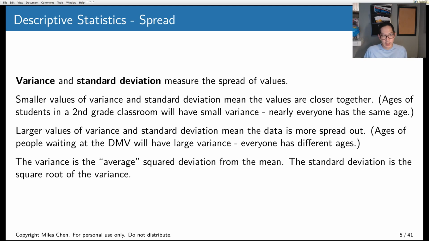We have variance and standard deviation. These are summary values that measure the spread of the values. Smaller values of variance and standard deviation mean that the values are closer together. Larger values mean that the values in your data are more spread out. An example I like to use is the ages of students in a second grade classroom. Pretty much everybody has the same age. They're all 7 years old or 8 years old. And therefore, the variance is very small, just because almost all of the data values in that second grade classroom are pretty much the same number, okay?